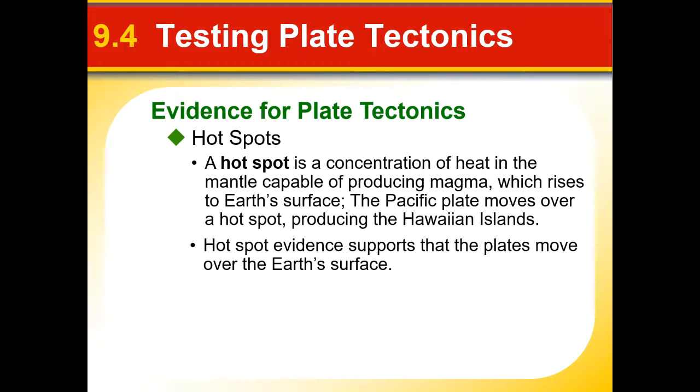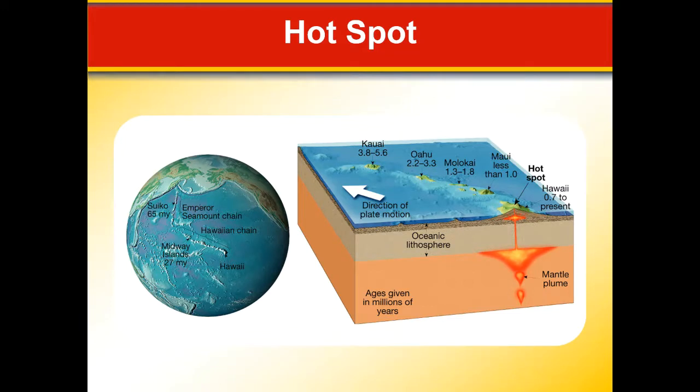So if the plate is moving over the hotspot, it makes a trail of volcanoes behind it. A good present day example would be the Hawaiian Islands and the Emperor seamounts. So the hotspot evidence also supports that the plates are moving over the Earth's surface. Like I said earlier, this is the Pacific Plate, the mantle plume, and the hotspot.